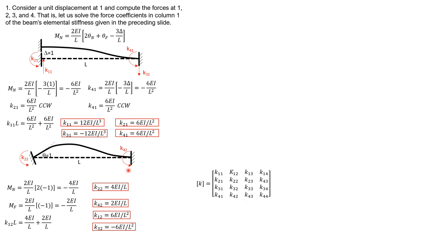Next, we apply a unit upward displacement at position 3, which is here, the right end. So that's why K32 is negative. So we apply a unit upward displacement at the right end, which is 1. Take note that the chord rotates counterclockwise, so although delta is 1, this delta over L is treated negative because the rotation of the chord is counterclockwise when we substitute that into the slope deflection equation.